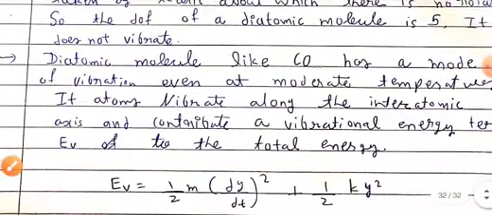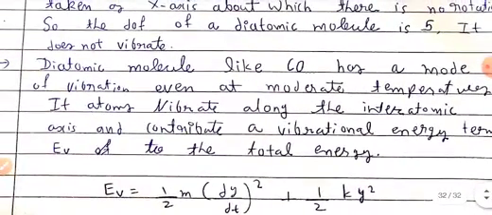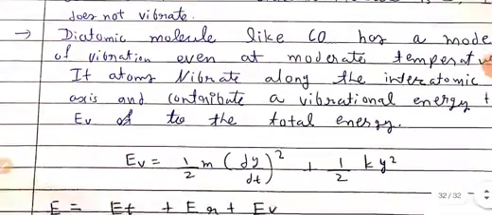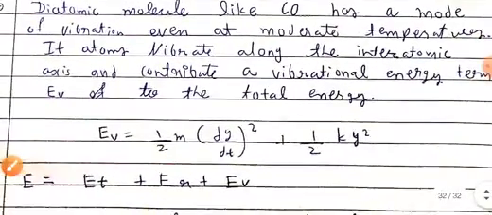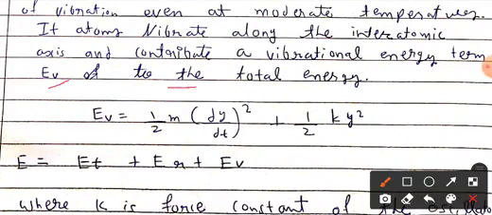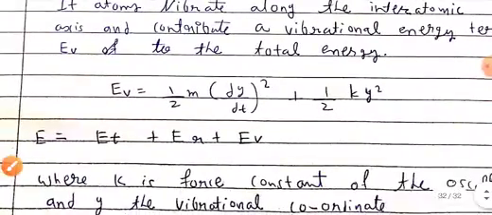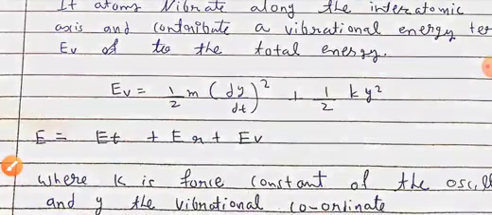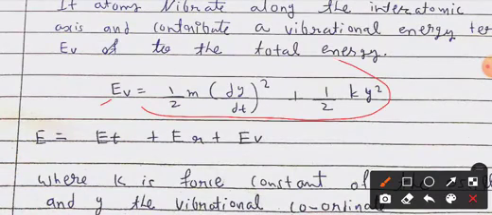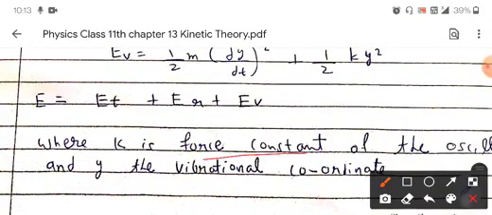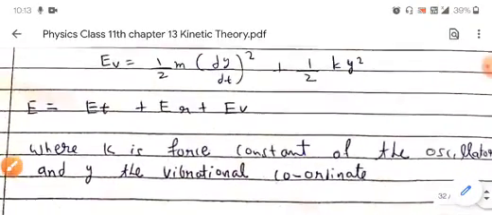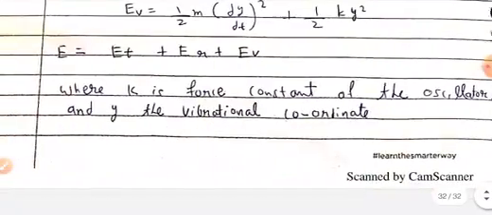Now diatomic molecules like CO, carbon monoxide, have a mode of vibration even at moderate temperatures. So its atoms also vibrate along the interatomic axis and contribute a vibrational energy term EV to the total energy. So the total energy will become ET plus ER plus EV. Here the vibrational energy is given by this, which we will discuss in the vibrational motion chapter: half m (dy/dt)² plus half ky², where k is the force constant of the oscillator and y is the vibrational coordinate, the direction in which vibration is going on.